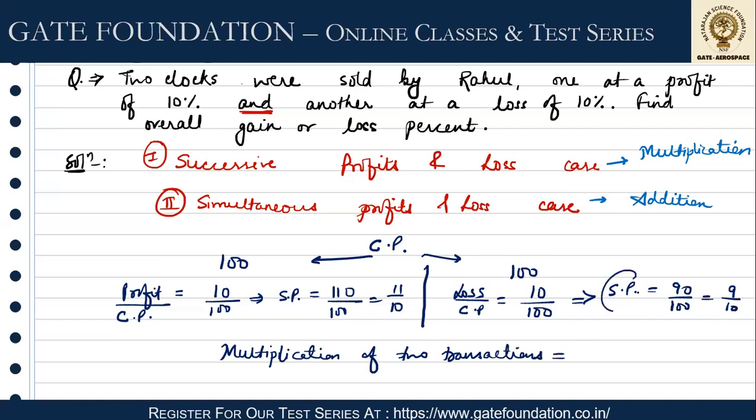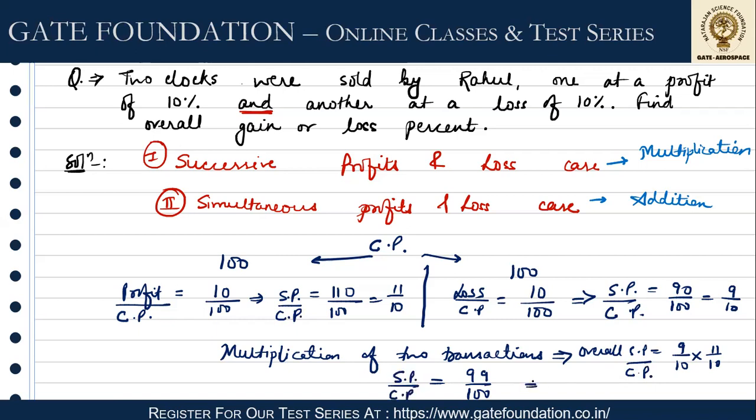Now as I told you, it is successive, so there will be multiplication of two transactions. So I have two selling prices, two selling price equations. I multiply both of them, so I will get the overall selling price equal to 9/10 into 11/10, which will give me 99/100. Right, try to understand, this is selling price by cost price. So you have got selling price 99 and cost price 100. So if you bought at 100 and sold at 99, there is a loss, and the loss will be simply 1%. So overall loss of 1% will be there.